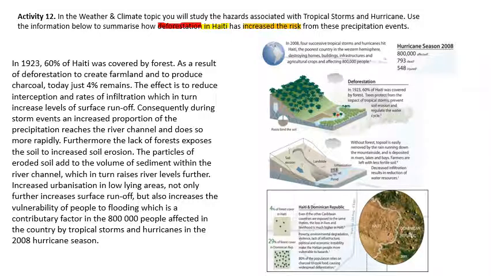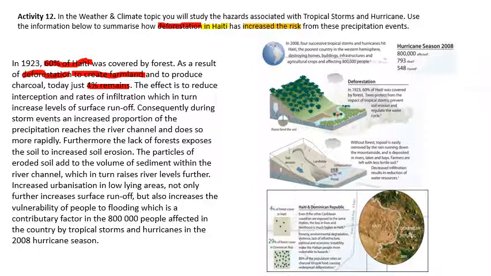So as you can see here, the first bit of the answer is giving you some evidence. It says that in 1923, 60% of Haiti was covered by forest. But as a result of deforestation to create farmland, just 4% remains. Okay, so there's your evidence of deforestation and the reasons for that deforestation.